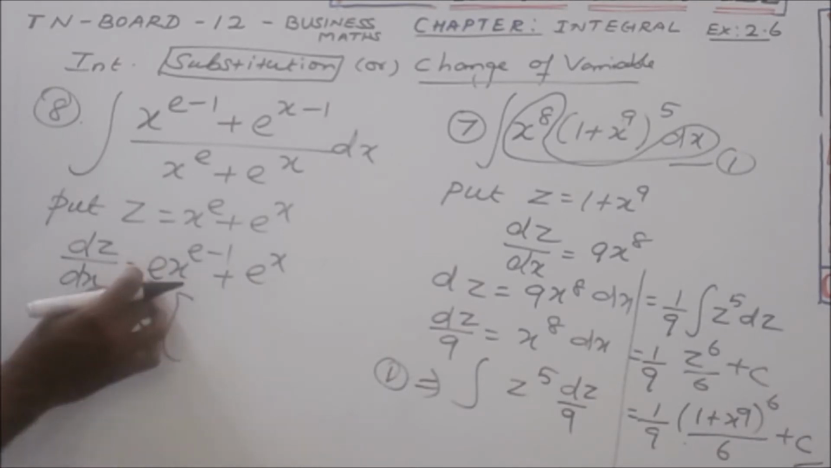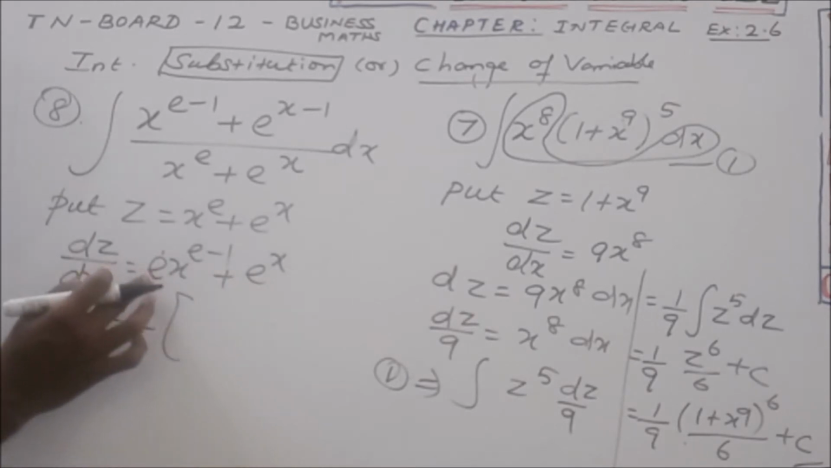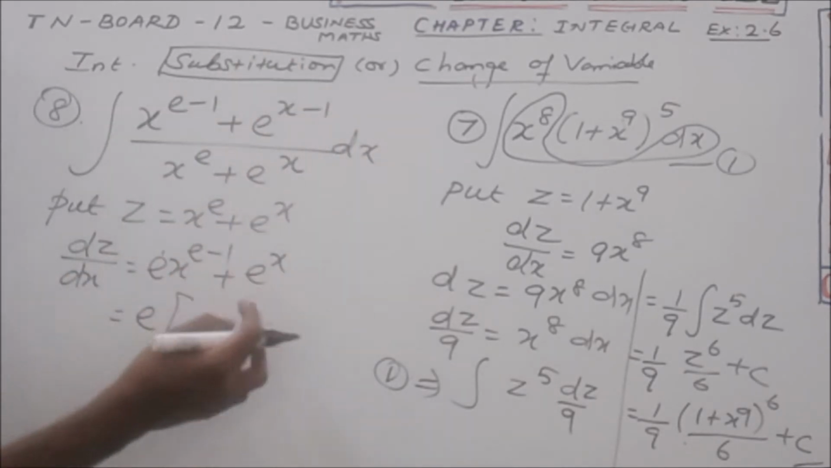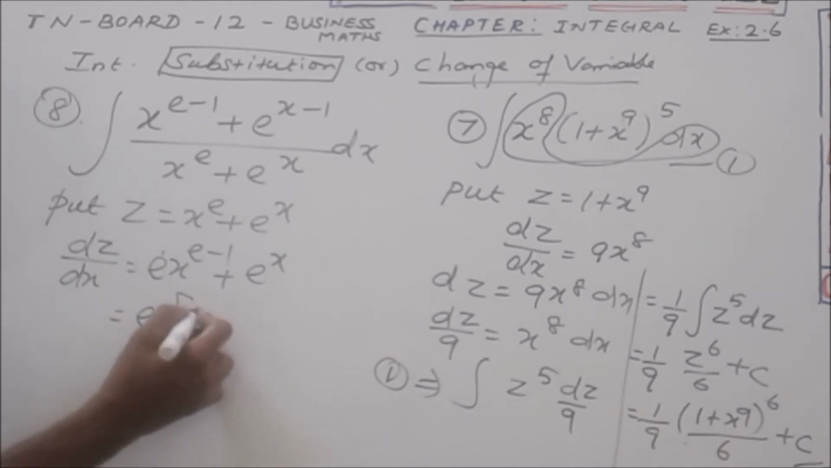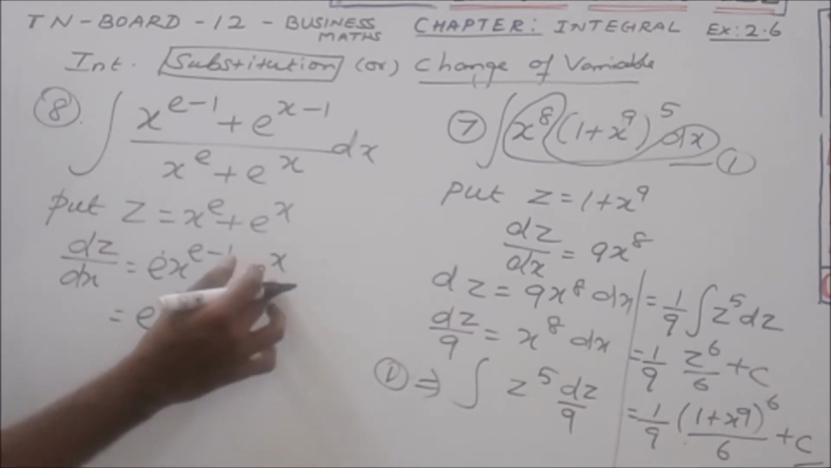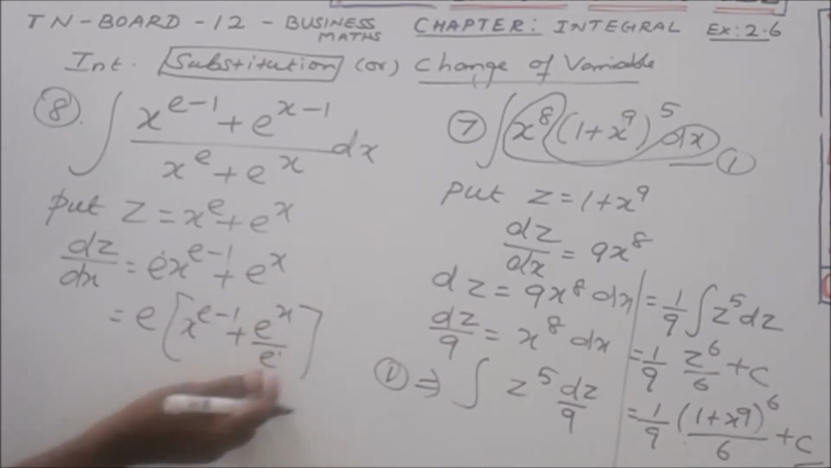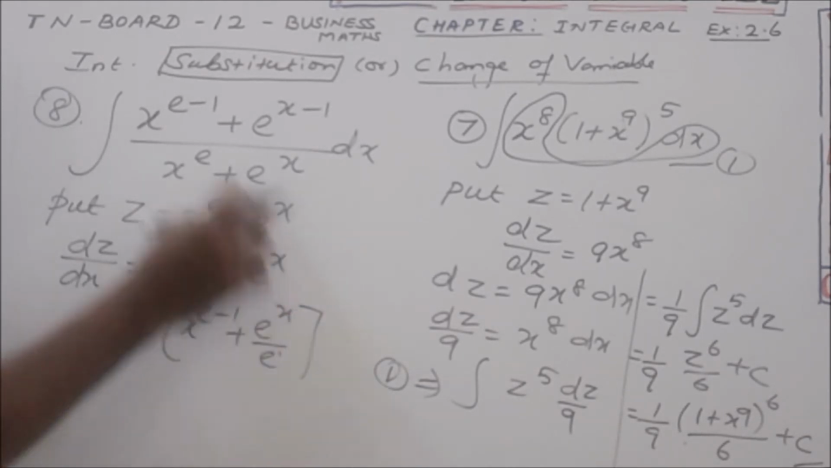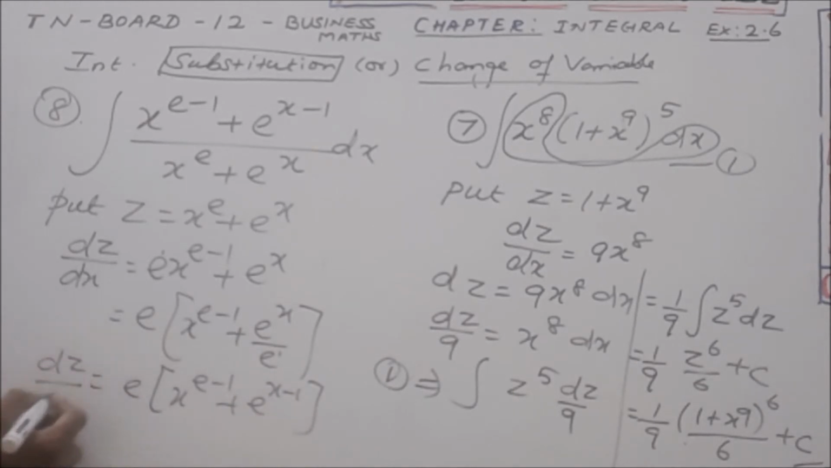Take e as common. Remove e power 1, that is e, as common from these two terms. Here e appears, here there are no e terms, only e power x appears. So taking it out, the remaining is x power e minus 1. Here there is no e term, so that will be divided by e, and then brought to the numerator, it will turn as e power x minus 1. So e into x power e minus 1 plus e power x minus 1 dz by dx.